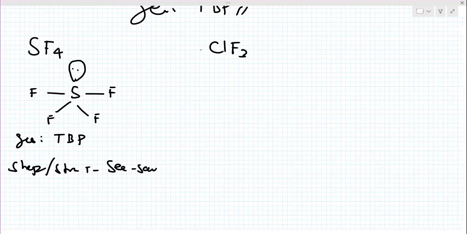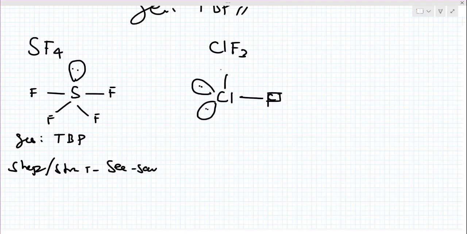Chlorine has 7 valence electrons, right? Therefore, 3 are used for bonds, and the remaining 4 valence electrons make 2 lone pairs, right? This is one pair, this is the second pair. Here the fluorine atoms are in the equatorial positions. Sorry, F. Right? Here are the fluorines.